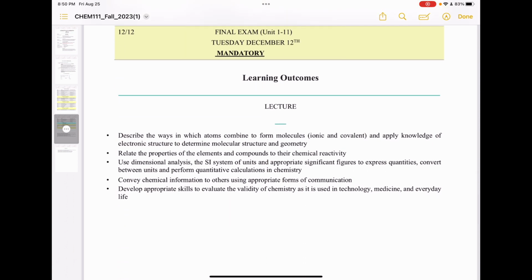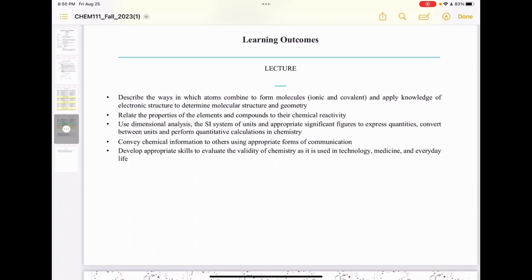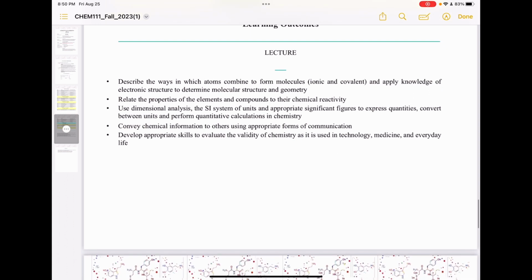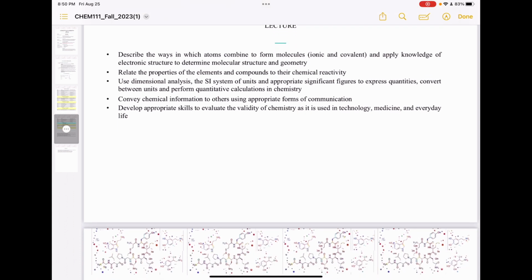Okay. The learning outcomes: at the end of the course, I do expect everybody to carry on the basics of the things that we covered, including atomic structure first, the chemical properties of the elements from the periodic table, chemical bonding, ionic and covalent bonding and how they differ from each other, and doing basic calculations such as unit conversions. So you know how to convert from milligrams to grams, from milliliters to liters, and how to use the SI system and significant figures to express larger quantities, etc.